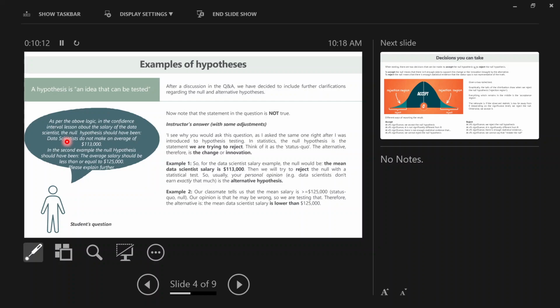So we are saying in statistics, the null hypothesis is the statement we are trying to reject, because it is the status quo that you are trying to reject. Let me check if there's a question.